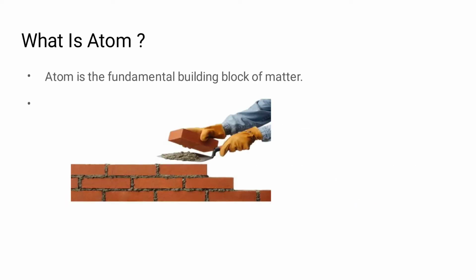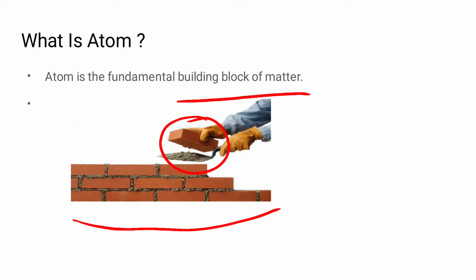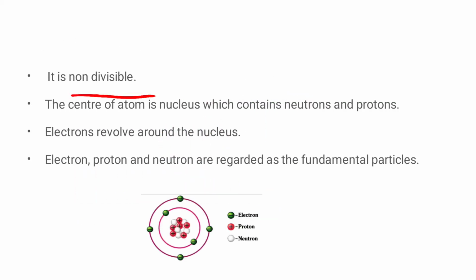Let's first understand what an atom is. If anybody uses the term atom, the first thing that strikes our mind is that it is the smallest repeating unit of any matter. That's why atoms are called the building blocks of matter. Like for a wall, the fundamental block is the brick. The brick is the repeating unit which makes up the wall. So, for matter, the smallest repeating unit is considered to be the atom. It is non-divisible, that is, it cannot be divided.